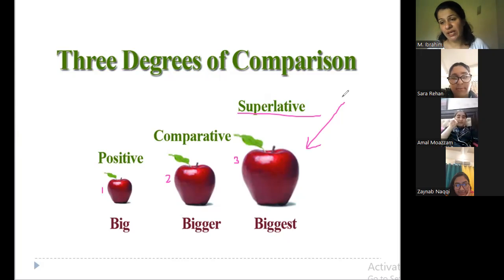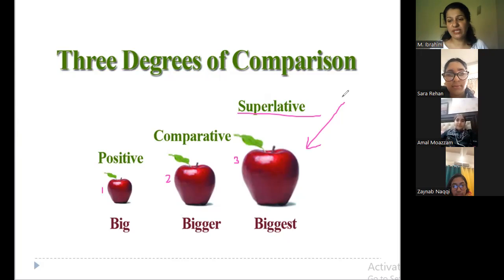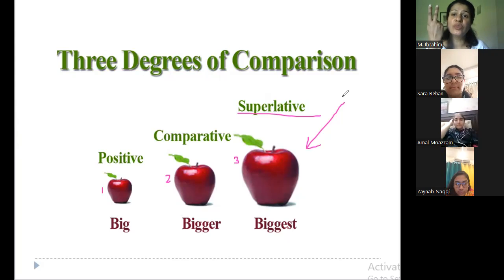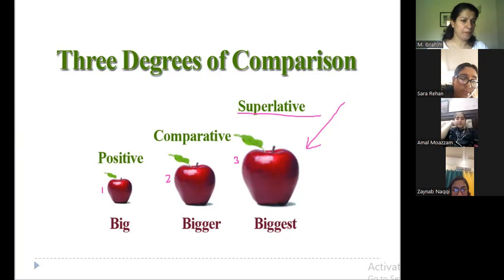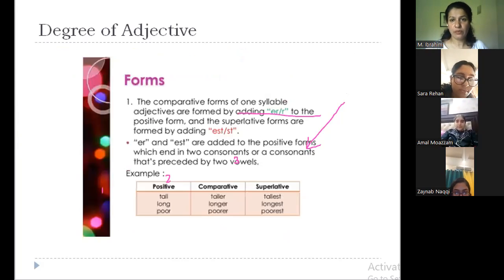But if I was making a comparison between Amal and Zainab, I would say Amal's hair is longer than Zainab's. Because I am comparing two things, I am going to use the comparative degree. This is just one thing to remember, the rest is super easy. We will come back to the formation.